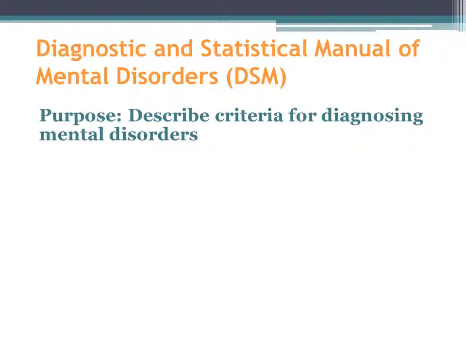So in trying to understand the criteria that are specified for different psychological disorders, people who are in the mental health field use a manual. It's called the Diagnostic and Statistical Manual of Mental Disorders, abbreviated the DSM. The DSM has recently undergone a new revision. The latest DSM, the 5th version, DSM-5, has recently become available as of May 2013.